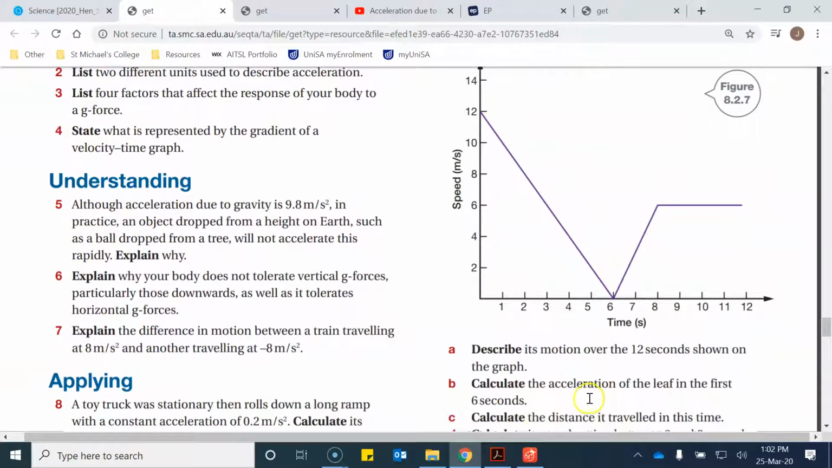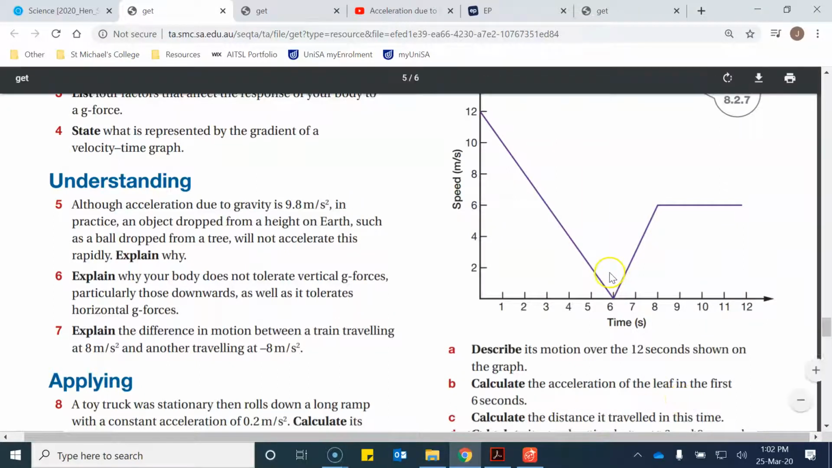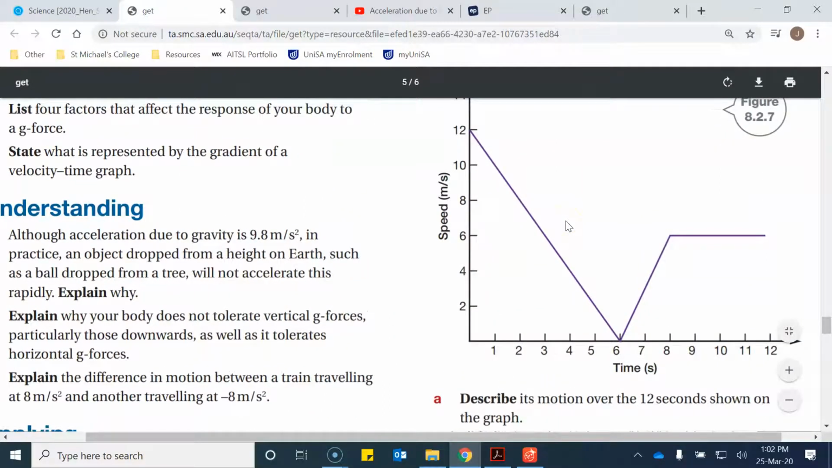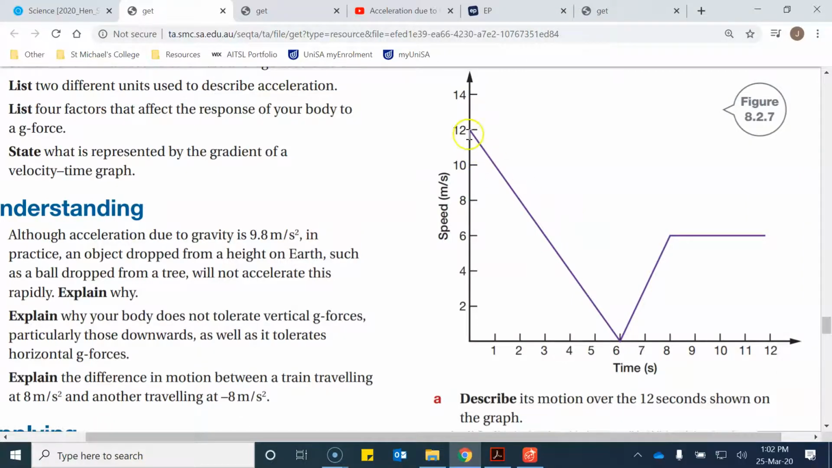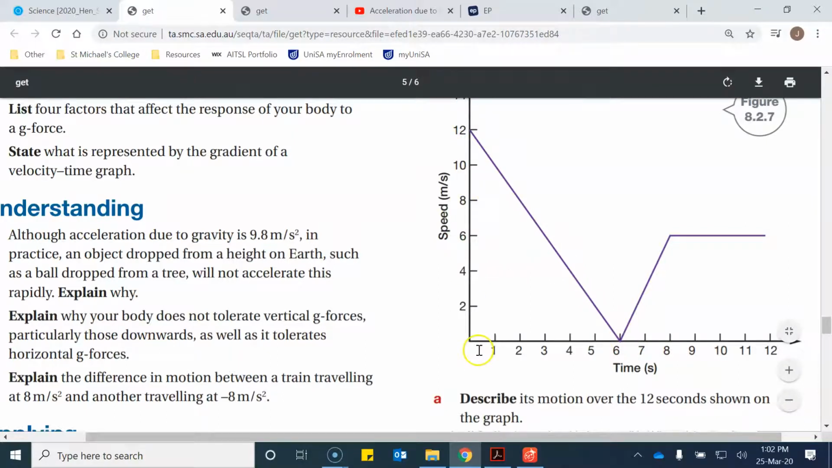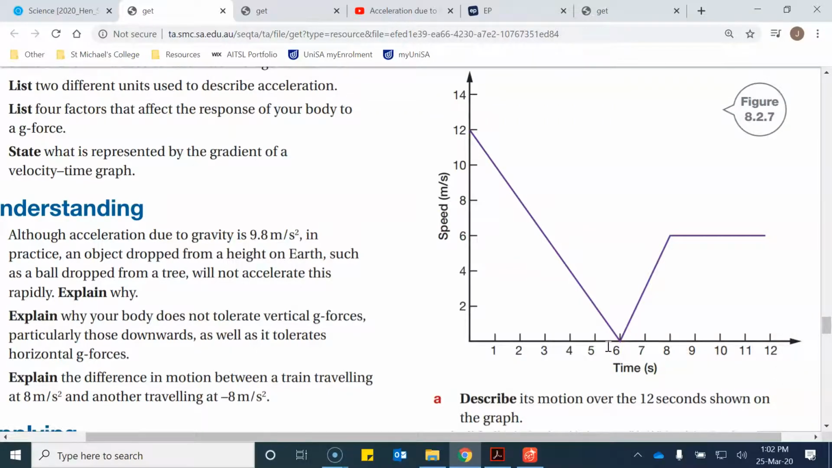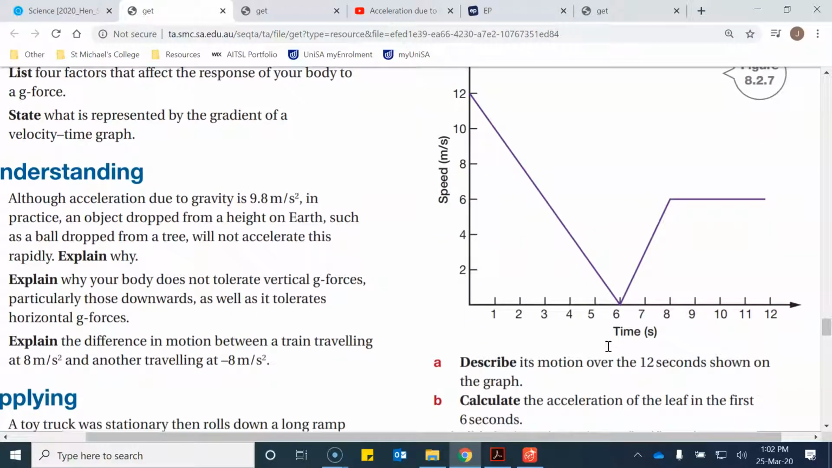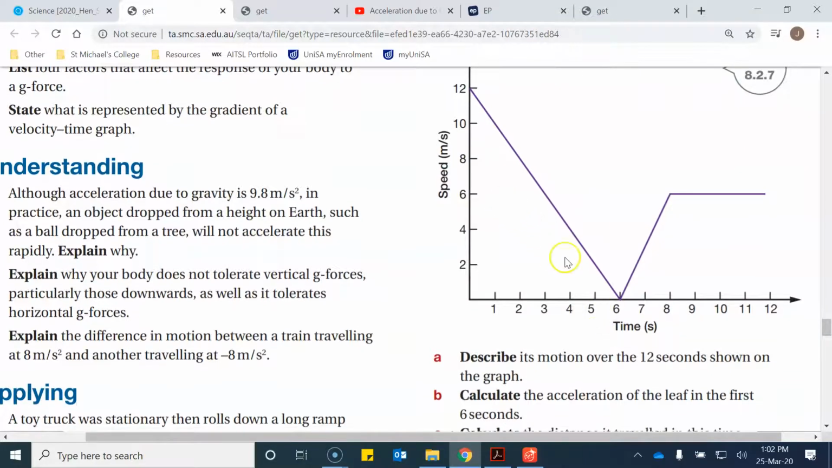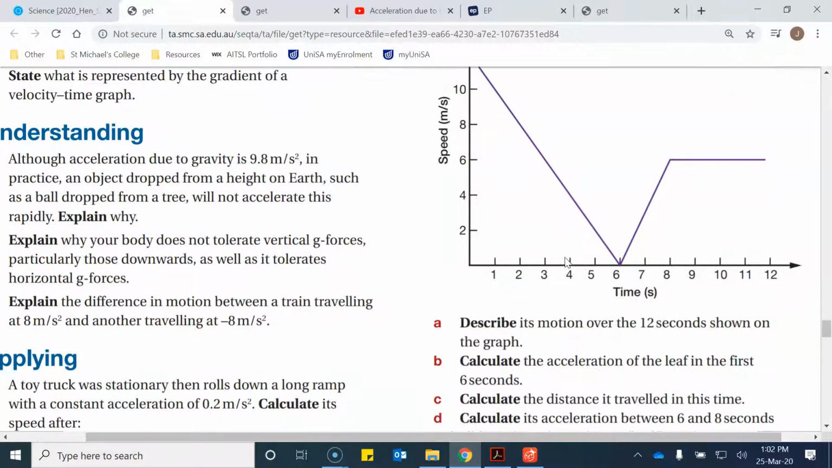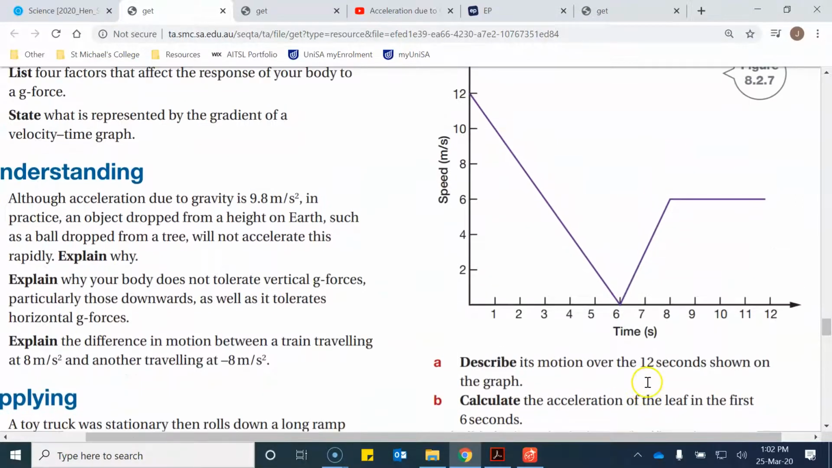B, calculate the acceleration of a leaf in the first 6 seconds. I'm not going to do this, but if you wanted to do it, you just find the slope of this line here. Actually, can I do it in my head? Change in y is 12, and change in x is 6. 12 over 6 is 2. So the acceleration you should have got was 2 meters per second squared. That's in the first 6 seconds. Negative. And that's indicated by the negative slope. Therefore, it's a deceleration.